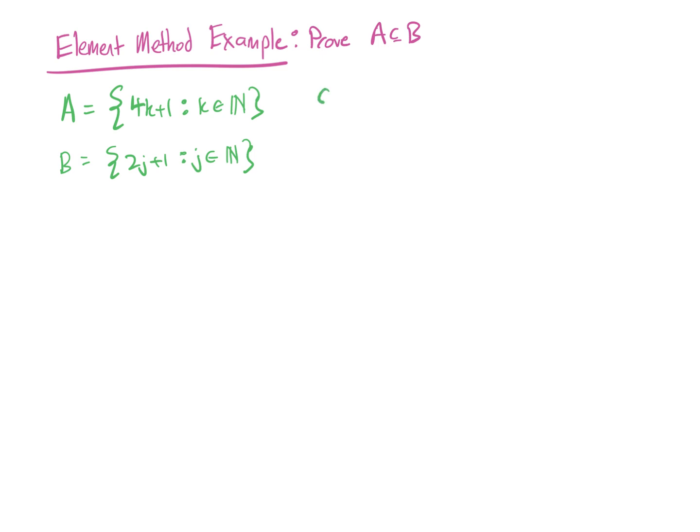So what are some things in A? Well, when k is 0, I am going to do 4 times 0 plus 1, which is 1. My next one is 1 times 4 plus 1, which is 5. Then I'm going to have 9, 13, and so on. And then B here, well, this is just the set of odd positive integers. So I'm going to have 1, 3, 5, 7, and so on.